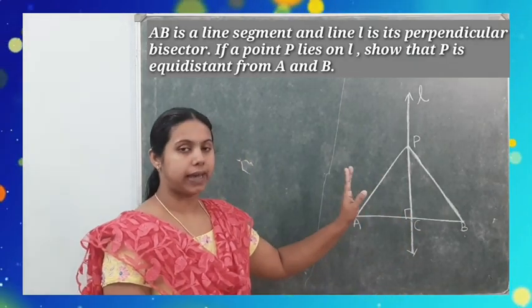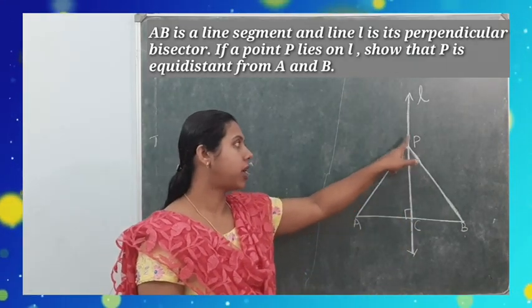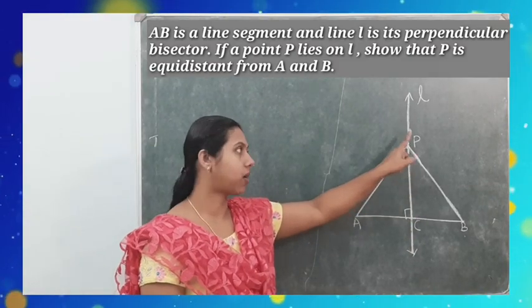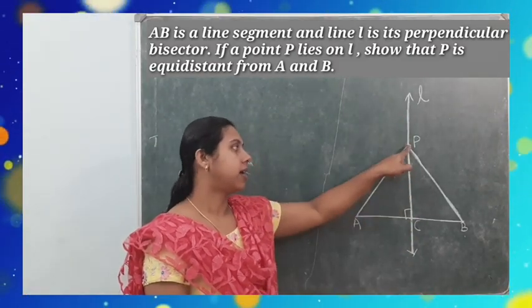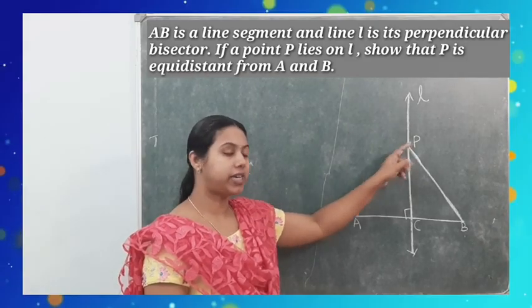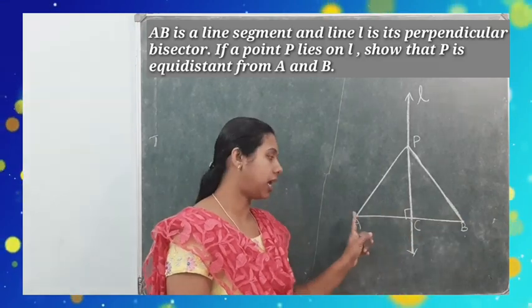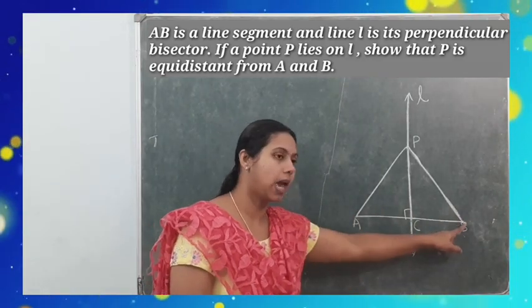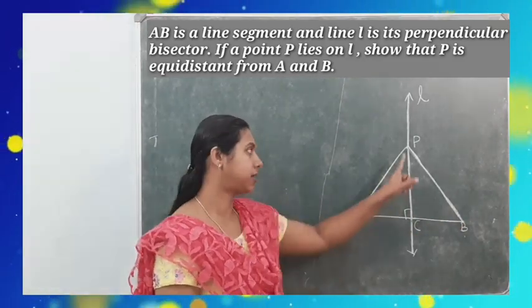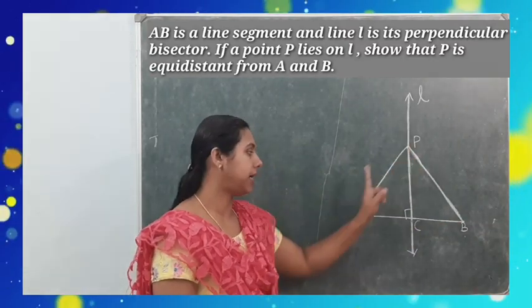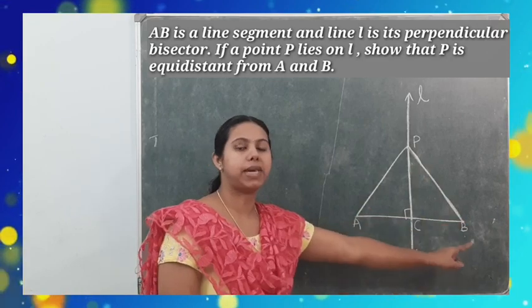We want to show that there will be a point on this line L, that is point P. A point P lies on the line L. We want to show that this point is equidistant from the end points of this line segment. That means equidistant from A and B. That means PA equals PB. We want to show that PA equals PB.